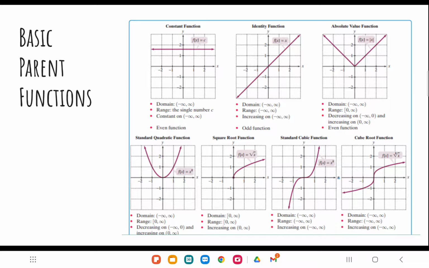For most of these functions, the domain is going to be negative infinity to positive infinity, or all real numbers. But for the square root function, because we can only take the square root of a positive number, the domain is from 0 to positive infinity. Please note that you should be familiar with intervals of increase, decrease, or constant behavior, but for the purposes of Math 109, you do not need to know even and odd functions.